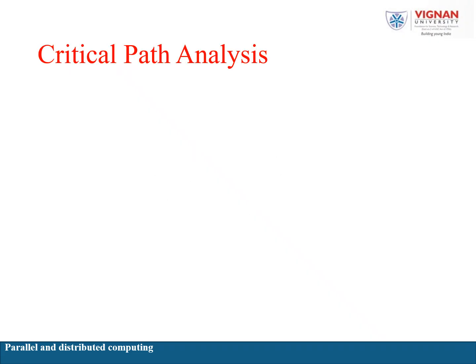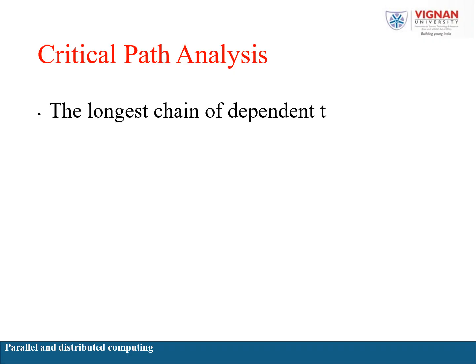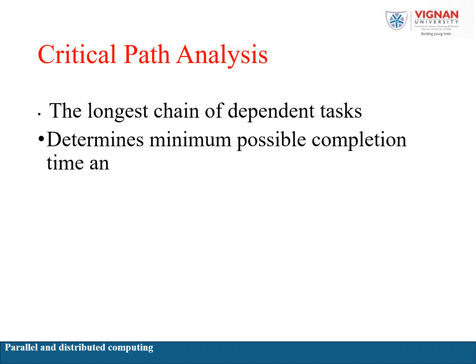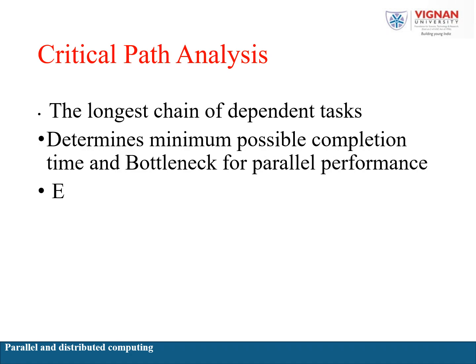Critical path analysis. The critical path is the longest chain of dependent tasks. This path determines the minimum possible execution time, even if we had unlimited processors. In this example, the critical path is A, arrow C, arrow D, arrow E. Any delays along the critical path increase the total runtime.